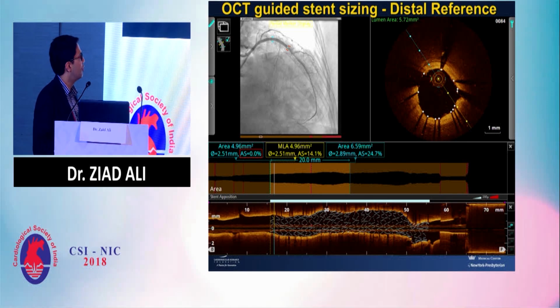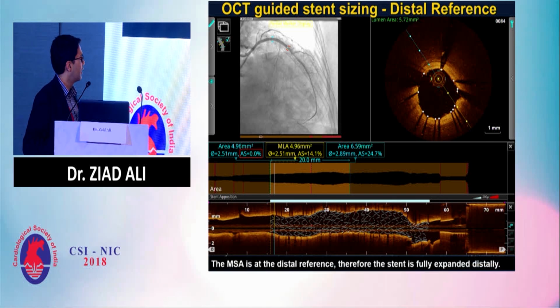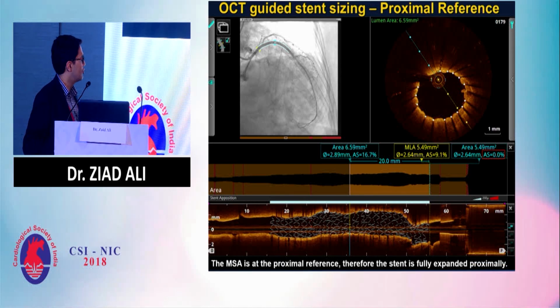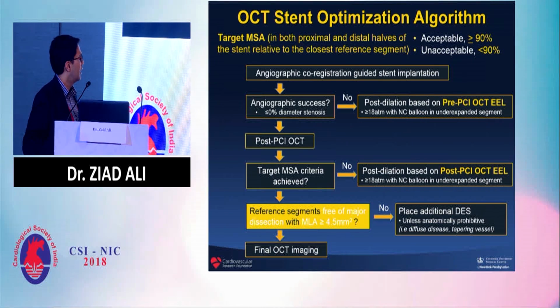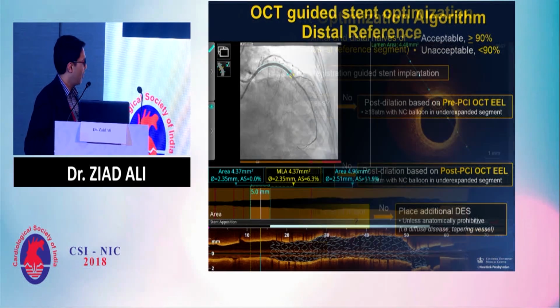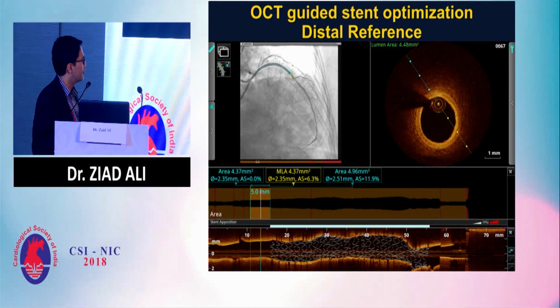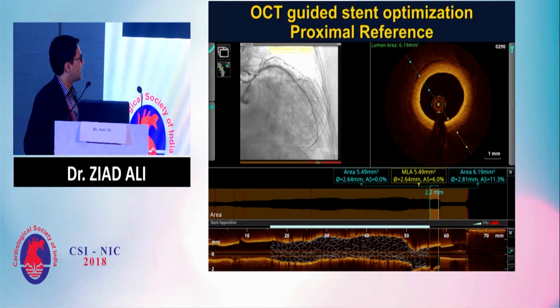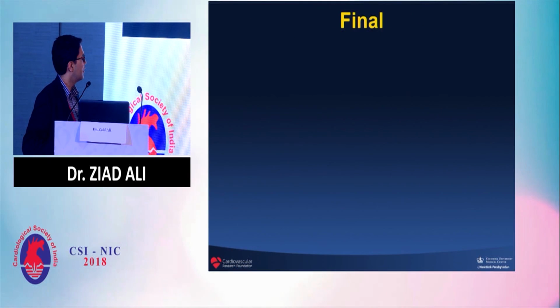Okay, so distal reference, 0% residual stenosis. Proximal reference, 0% residual stenosis. Now, are the reference segments free of any disease or dissection? When we look at the distal reference 5 millimeters, there's no dissection and there's no reference segment disease. Do the same thing in the proximal reference. Proximal reference looks perfect, circular, no dissection, minimal lumen area 6.19, and that's it.